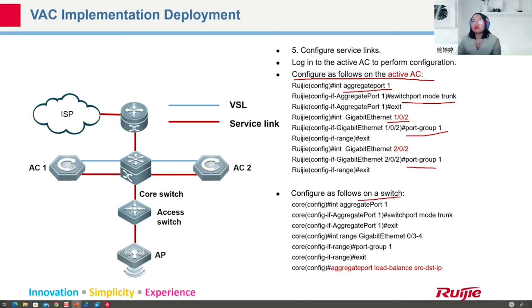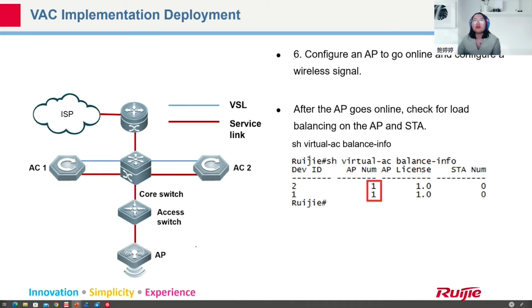And another one on the switch. On the core switch, you also have to create a link aggregation interface and switch the mode to trunk. And add two interfaces, 3 and 4, connecting the service links with AC1 and AC2, and add these interfaces into the group. And pay attention to add the load balance function on the core switch aggregate port, load balance based on source and destination IP address.